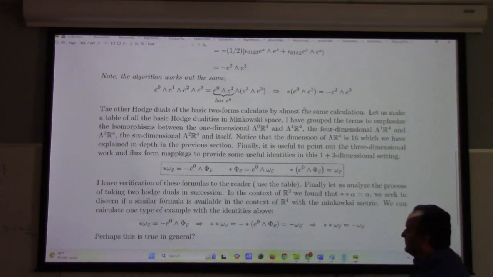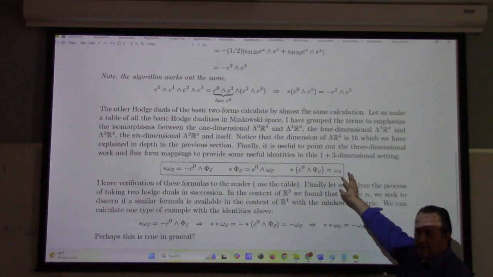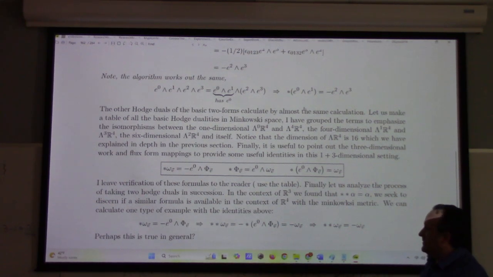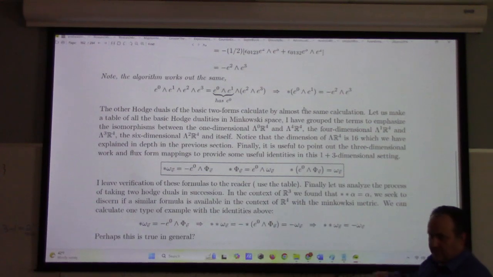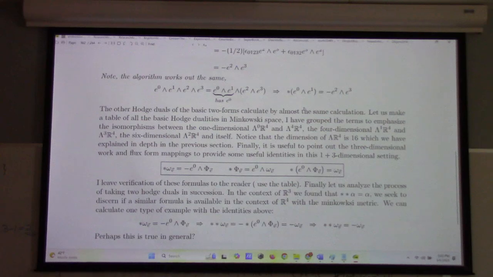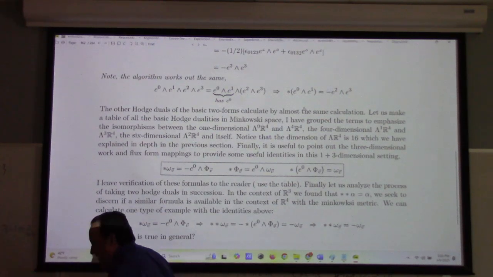Altogether, these are the rules, which might be useful to us later when we're trying to solve a particular problem. We can look at electromagnetism a little bit later, like Maxwell's equations, and we can use this algebra to solve things there. So anyway, I think that's about it for now.